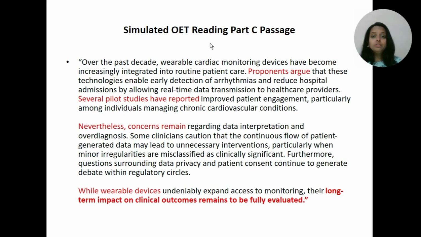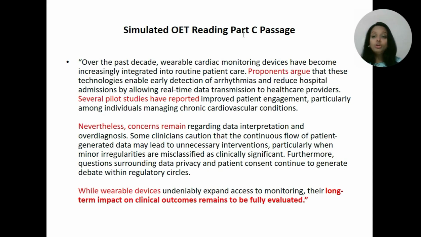While wearable devices undeniably expand access, long term impact remains to be fully evaluated. So that is balanced academic caution. Writers in OET rarely take extreme positions. They often present progress followed by the limitations. So that balance is your clue here.